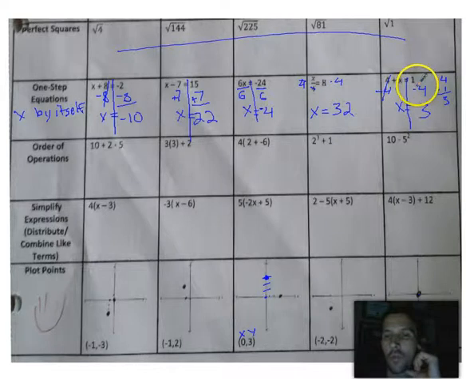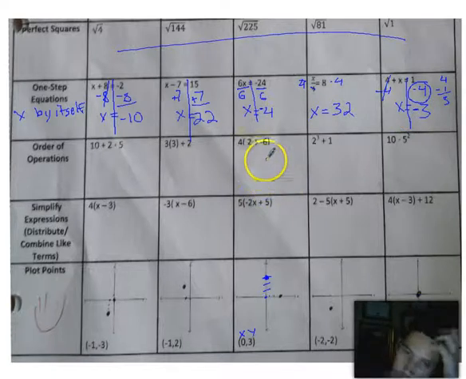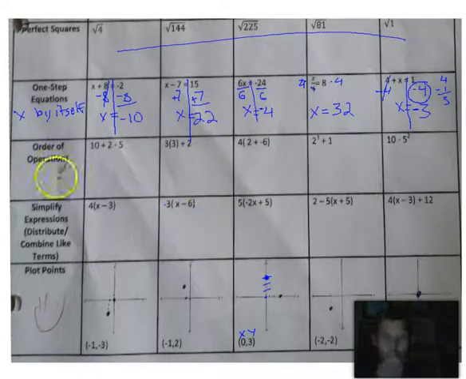But which one's the biggest number? The positive or the negative? 4 is bigger than 1. My answer is actually negative 3. Okay. Order of operations. PEMDAS is the thing to remember.